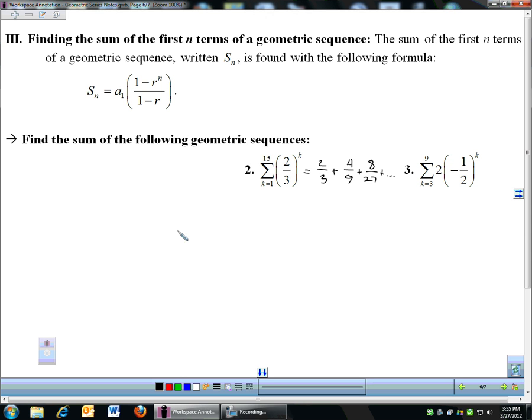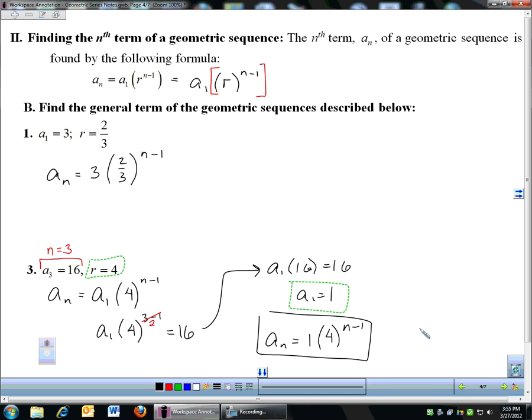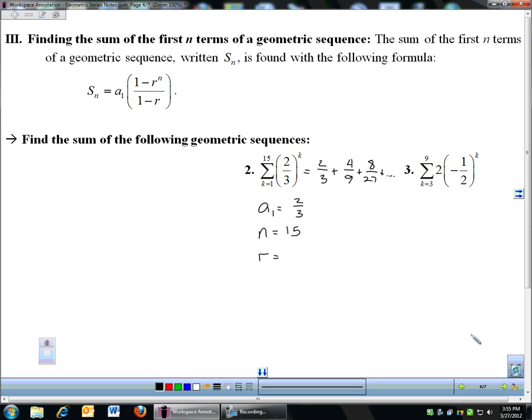And I can look at that. The reason I like to write it out is because then the first term is staring you in the face. I know a sub 1 is 2/3. The number of terms, if I start at 1 and I go to 15, that's 15 terms. And then, so I have a sub 1, I have n, I need the ratio. And in a geometric series, if you remember, the general form is going to be r to some exponent. Now, this problem, it's not k minus 1, but the ratio is still 2/3. Whatever the number is being raised to the k or the n power is your ratio. And now that I have all of that, I can find the sum.